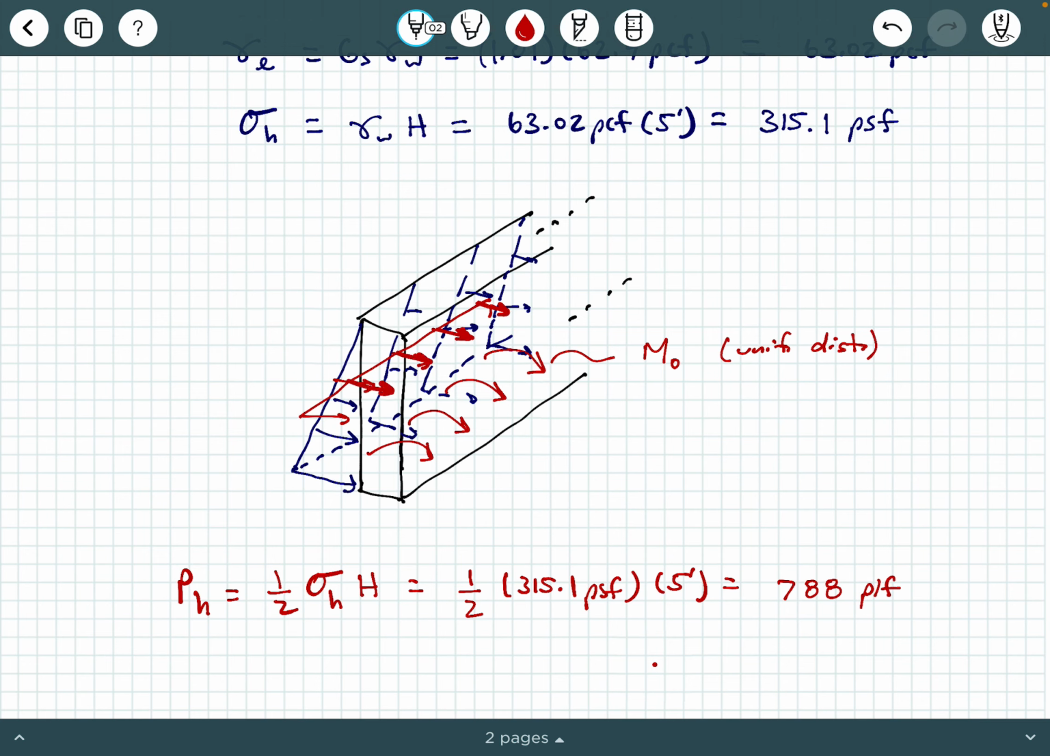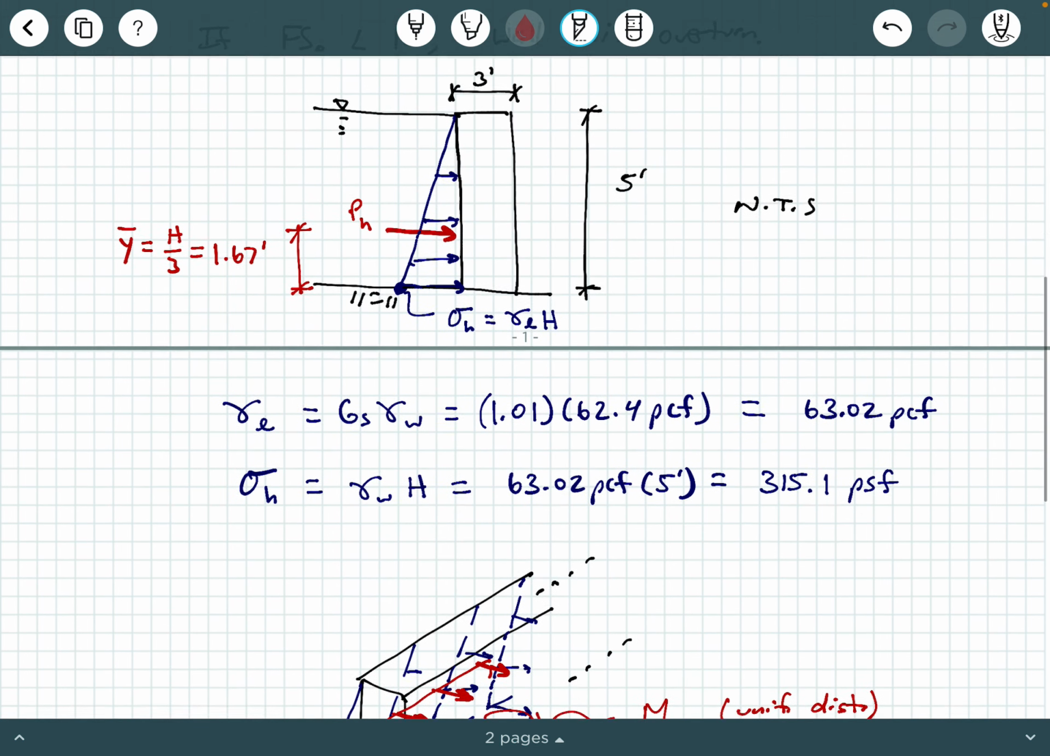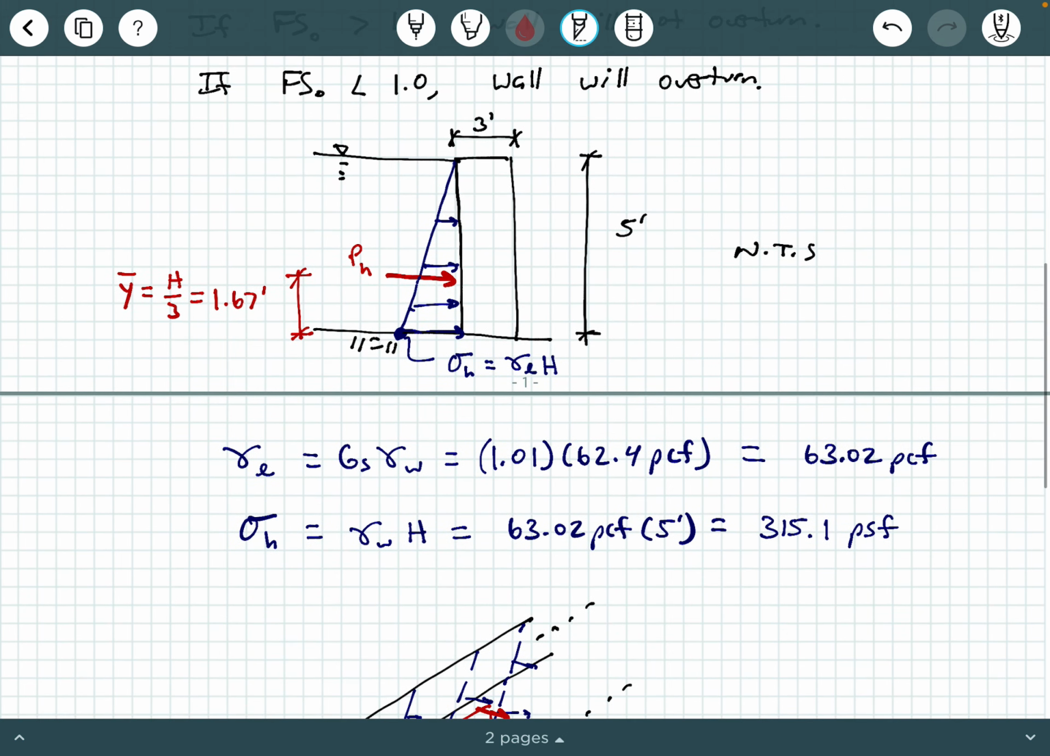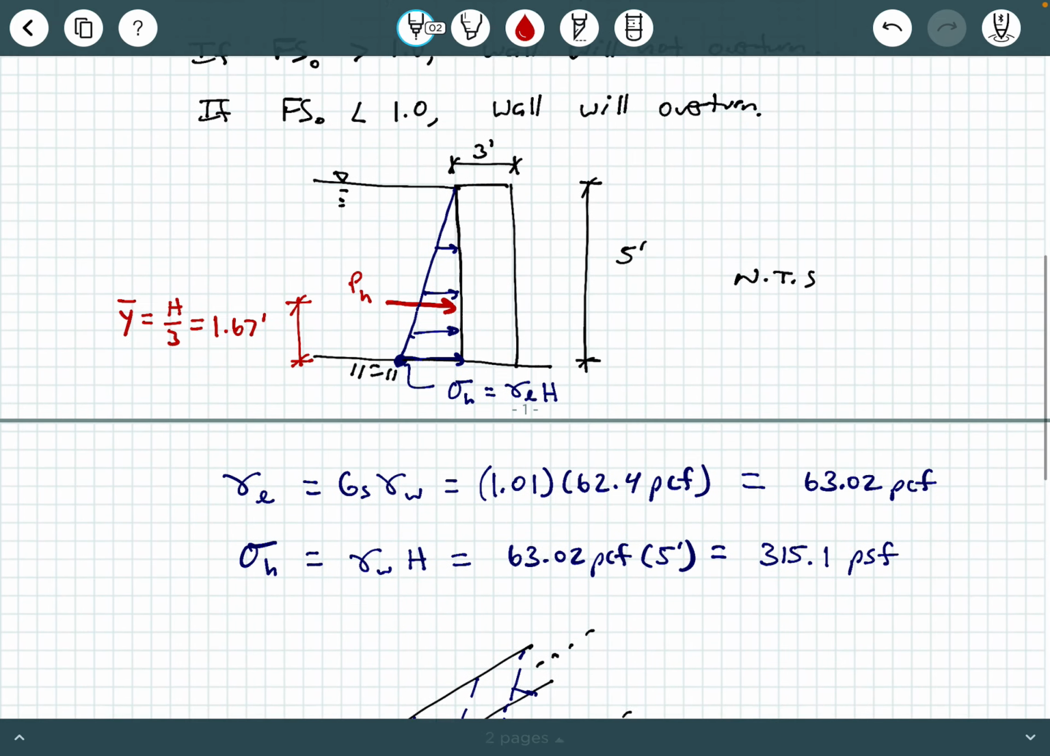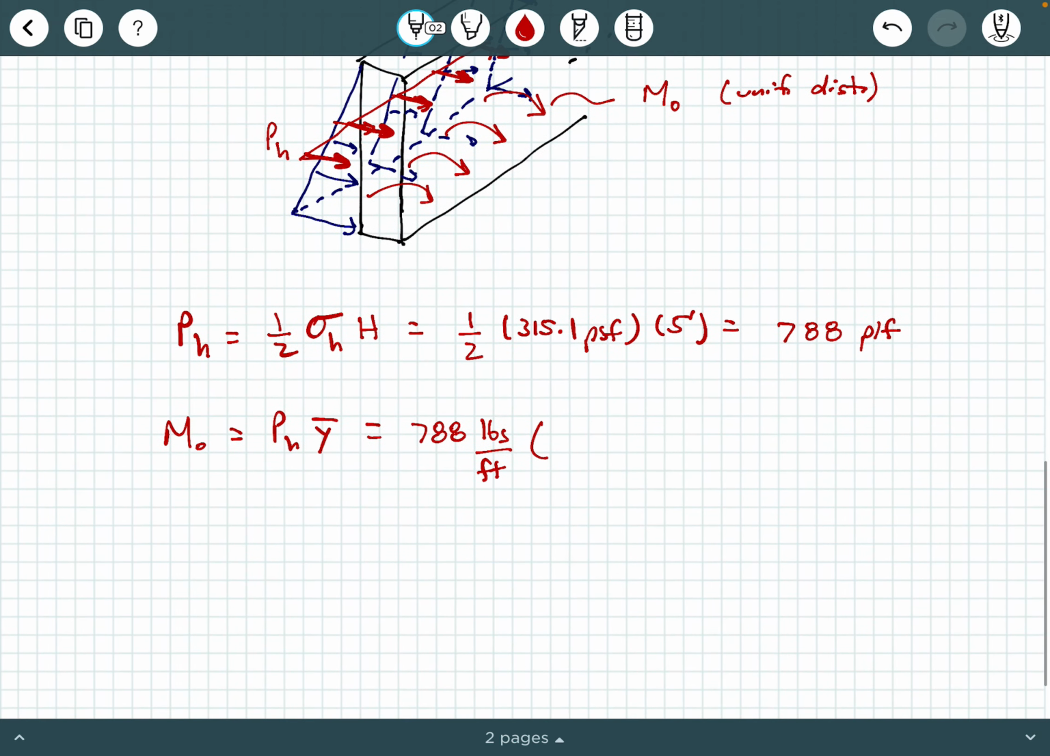Okay, so you got to do some visualization here. That's P sub H, and it has units of pounds per linear foot, and the per linear foot is along the length of the wall. So that's what I mean by coming in and out of the screen at you, or in and out of the page at you. So then to calculate that overturning moment, we just say P sub H times Y bar, and that's 788, again, pounds per linear foot, times Y bar is 1.67 feet.